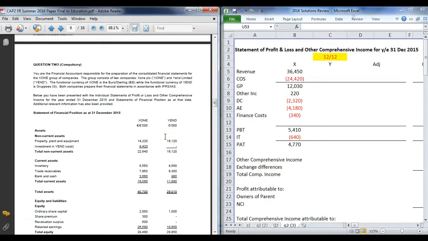This screencast is looking at Summer 16 question 2, focusing on foreign exchange consolidations. One of the most important things about any consolidation type question is, do you have a formal structure in place in terms of steps, step by step, of how you approach a question?